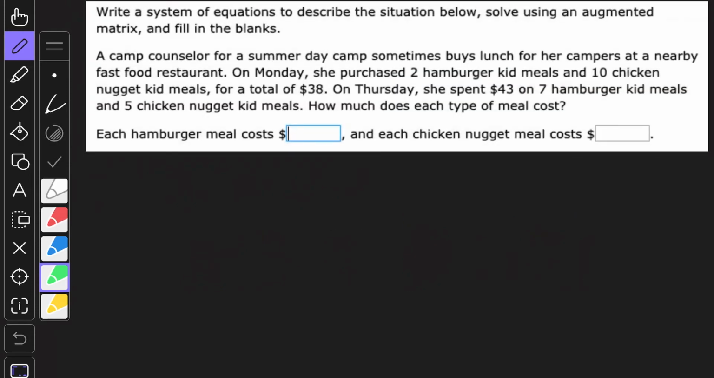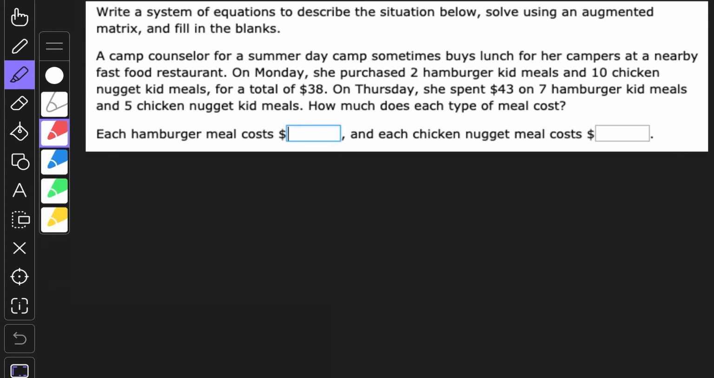All right, same deal. I want to write a system of equations. I want to turn it into an augmented matrix. So I'm going to read through the problem here. Summer camp counselor buys lunch for her campers at a nearby restaurant. Monday she purchased 2 hamburger meals and then 10 chicken nugget meals, and that cost her $38. And then Thursday she spent $43 on 7 hamburger meals and 5 chicken nugget meals. So let's turn that into a system of equations.